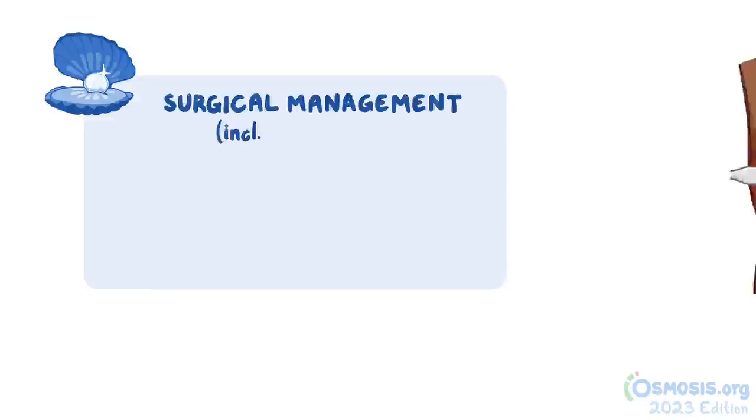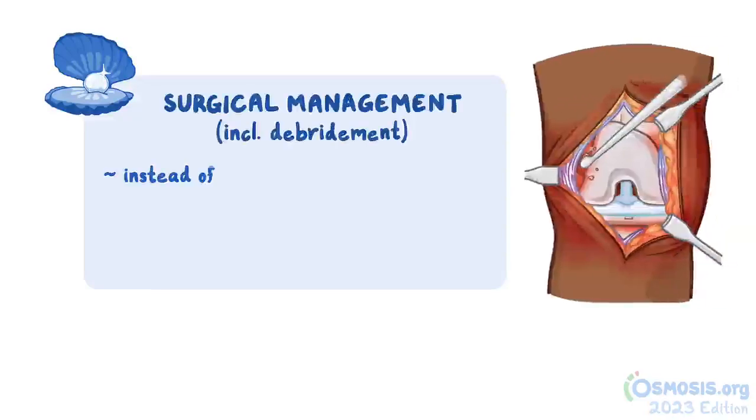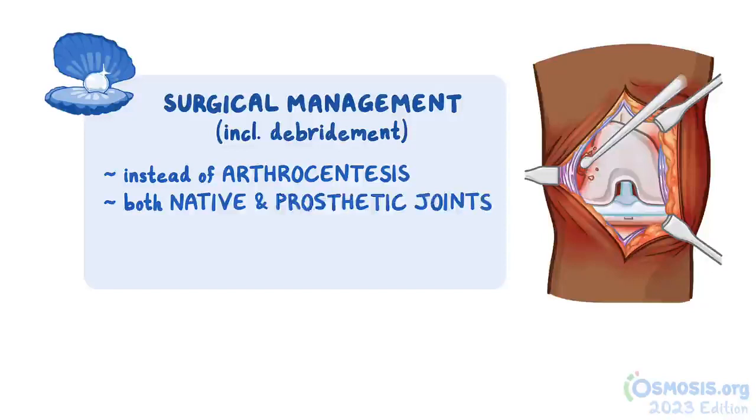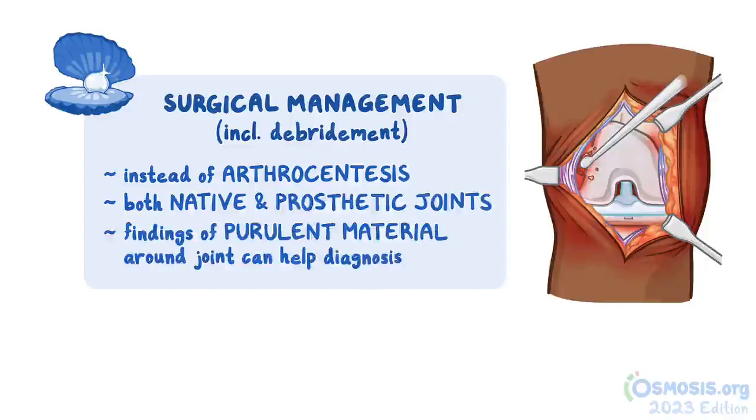Here's a clinical pearl. Depending on how sick the patient is, sometimes surgical management, including debridement, is performed instead of the arthrocentesis, even before the diagnosis is known. This happens in both native and prosthetic joint infections. In these cases, surgical findings of purulent material around the joint can help make the diagnosis as well, both visually and with fluid analysis.